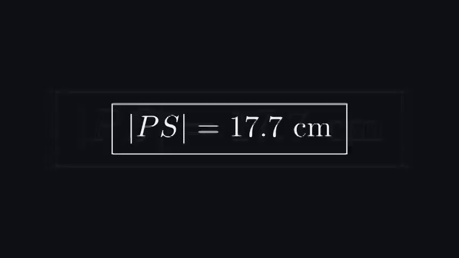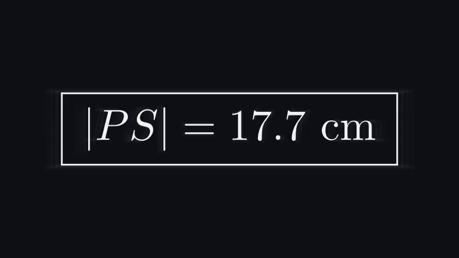To find PS, take the square root of both sides. This gives PS equals 17.69 centimeters. Correct to one decimal place, PS equals 17.7 centimeters. Therefore, the length PS is 17.7 centimeters.